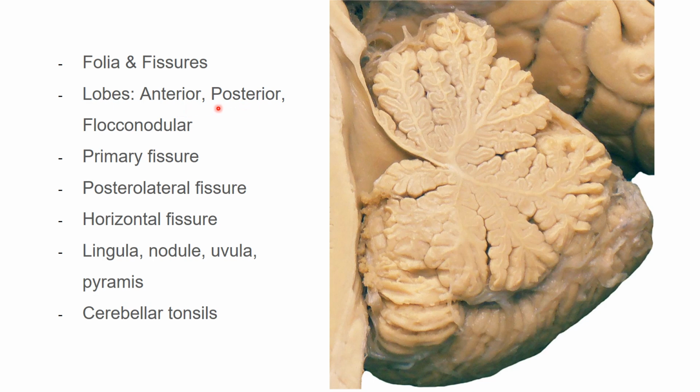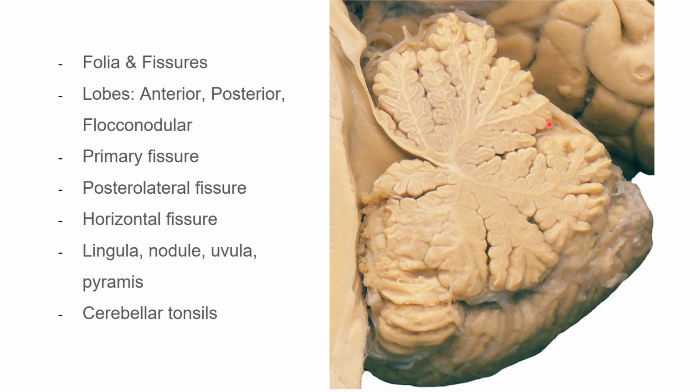Next, you're going to have lobes. So you've got an anterior, posterior, and flocculonodular lobe. Let's start in the front. Here is our anterior lobe. We go from anterior lobe to our posterior lobe down here. These are separated by this fissure located right here. This is going to be your primary fissure. Your primary fissure separates your anterior and posterior lobe.